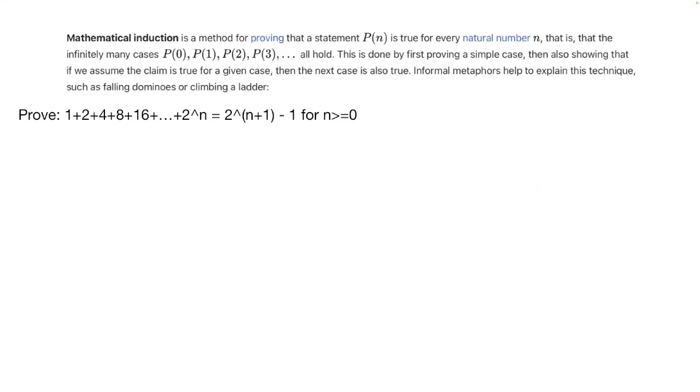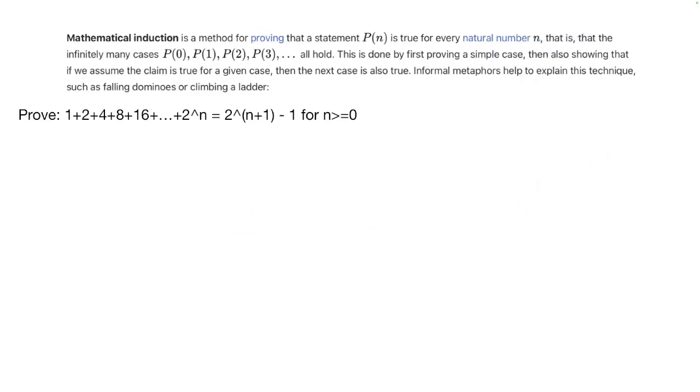Okay, so we're going to be learning about what is mathematical induction. Mathematical induction is basically a method for proving that a statement P of n is true for every natural number n. Again, to clarify, before we proceed, a natural number n is basically the set of numbers from 0, 1, 2, up to positive infinity.